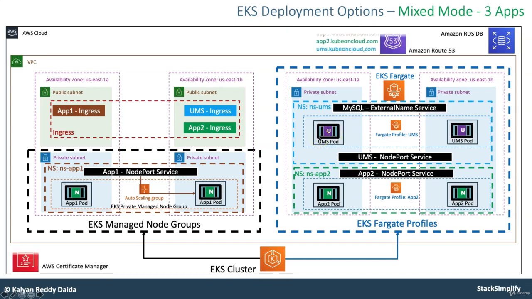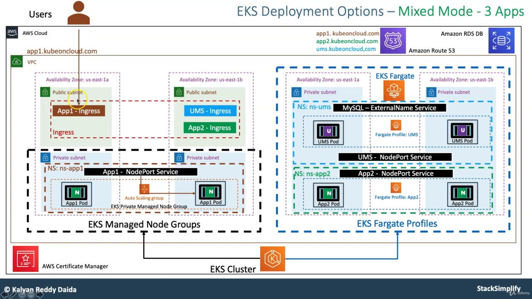Now, as soon as these things are created, one more thing will be there, which is external DNS to register the DNS names, and also the certificate manager related SSL certificate will be associated in our ingress service. So it will register 3 DNS names: app1.kubeoncloud.com, app2.kubeoncloud.com, and ums.kubeoncloud.com.